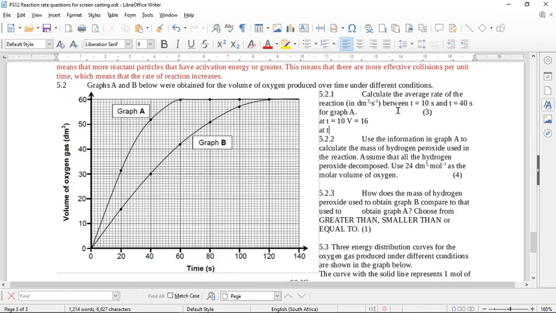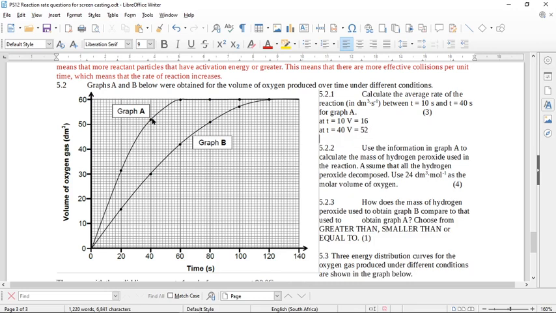Okay, at t equals 40 up here, it looks like 52. At t equals 40, v equals, is that right? We are on graph A. Yeah, at t equals 40, I would say that's 52. I hope my eyes are not too old for this.